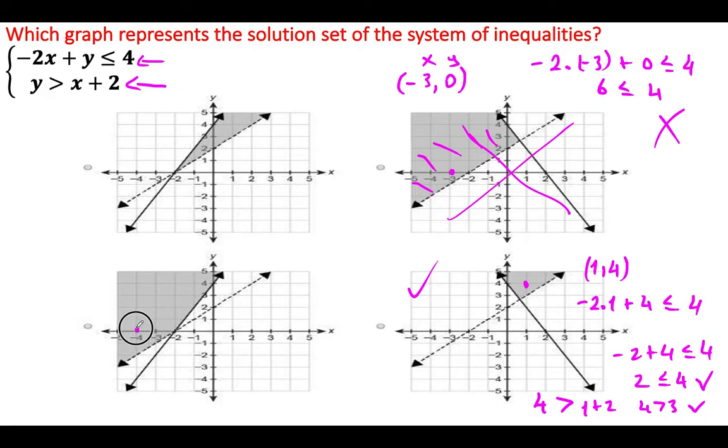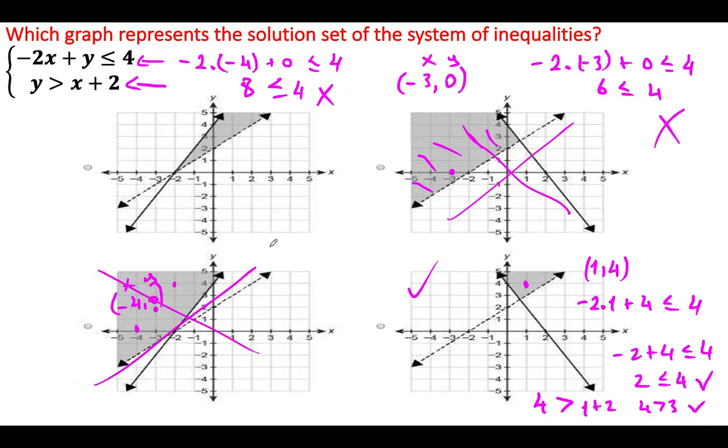For example, this one, negative 4, 0. You can take everywhere in the region. Even you can take this point, even you can take this point. Just for simple calculation, I am taking this. So x is negative 4, y is 0. Let us put here negative 2 times x, which is negative 4, and then plus y, which is 0, less than or equal to 4. Negative 2 times negative 4, positive 8, plus 0, 8, less than or equal to 4? No. And that means this cannot be solution.